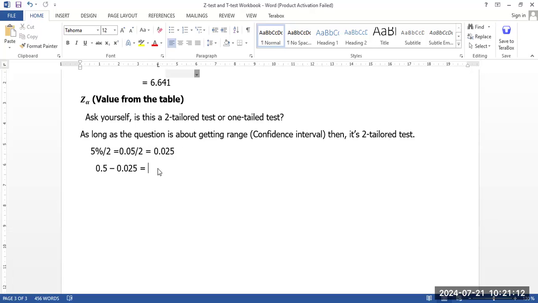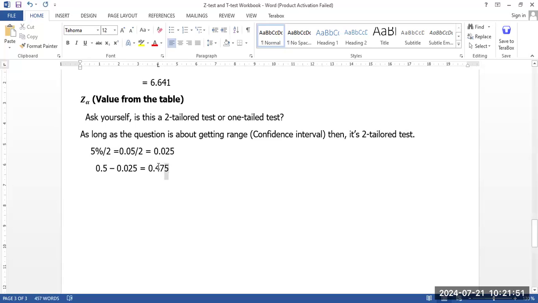Colleagues, this is where people fail from. Simple things. And a person will start recruiting others, telling their friends, the topic is hard. It is not hard. You are getting things wrongly. Don't recruit others, I repeat. 0.475. So this is the value we should read from the table.